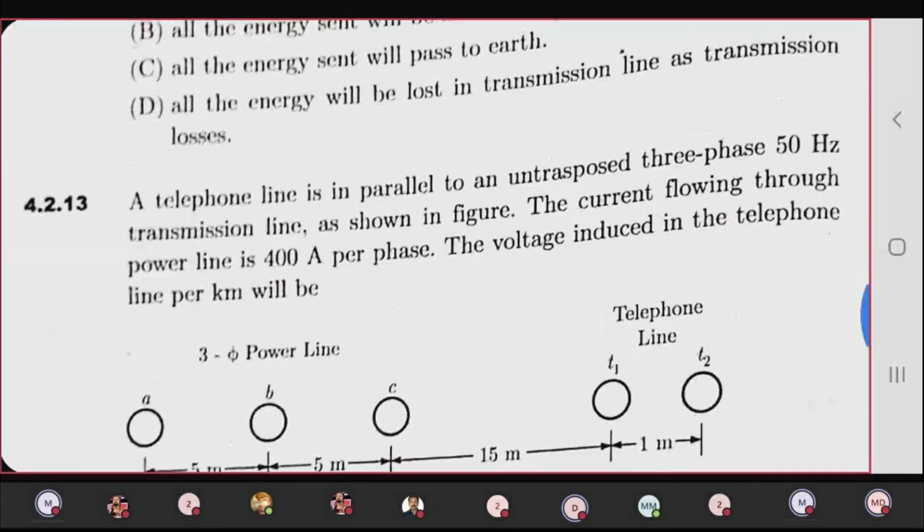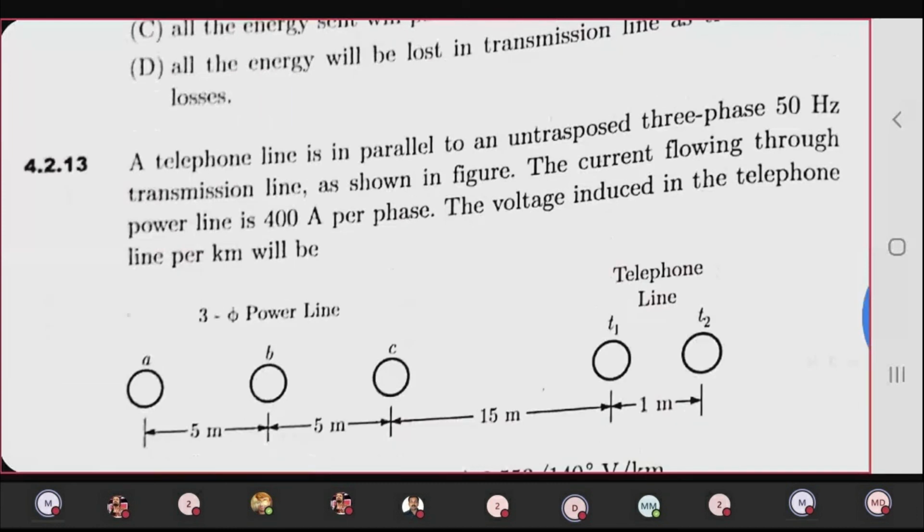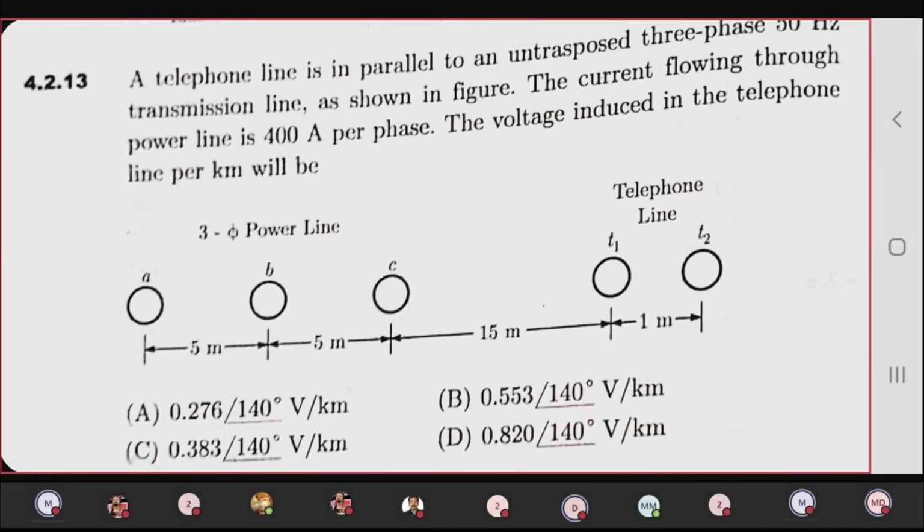It is homework for you. A telephone line is in parallel to an untransposed three-phase 50 Hz transmission line as shown in the figure. The current flowing through the power line is 400 amps per phase. The voltage induced in the telephone line per kilometer will be.